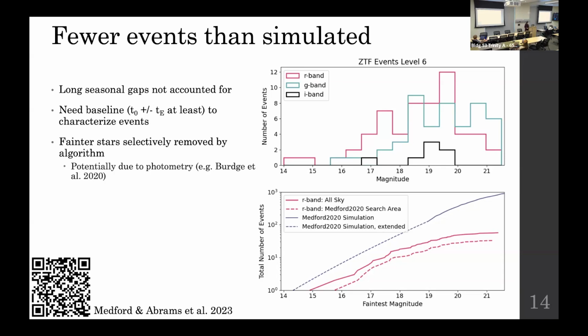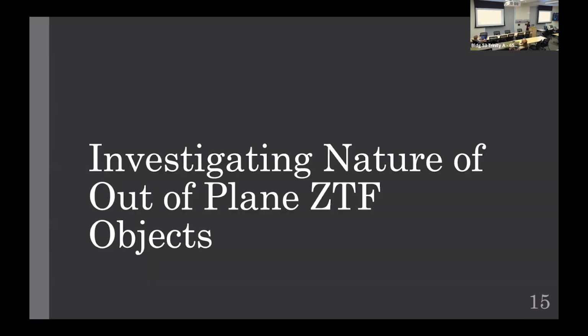There's a few reasons for that, we think. One is that in the simulations, we didn't take into account these long seasonal gaps where the bulge is visible. Two, we found that we needed significant amounts of baseline, so t0 plus or minus tE at least, in order to characterize the events and to distinguish them from other things, variable stars, like that. And also it's possible that fainter stars are selectively removed by the algorithm. That's potentially due to the photometry. They're in crowded fields, there's a lot of blending. How you do the photometry needs to be done very carefully, which we'll hear more about later. So that's something to keep in mind.